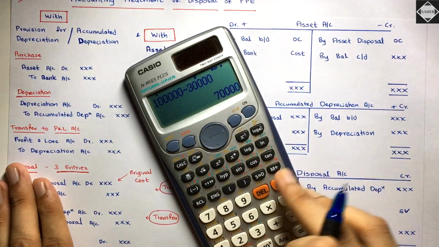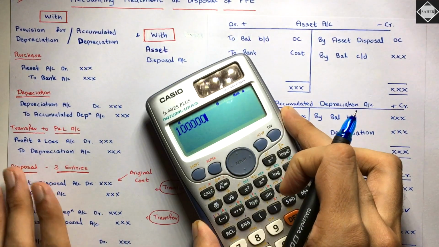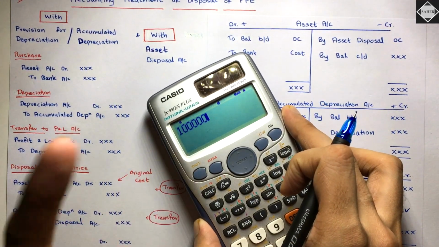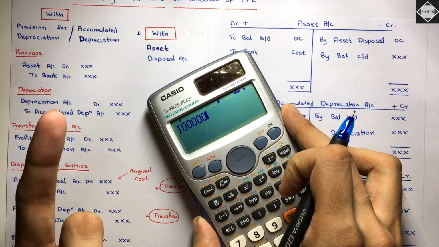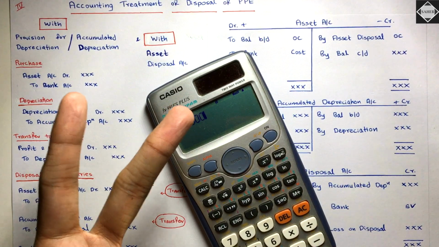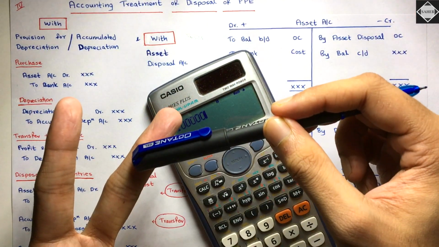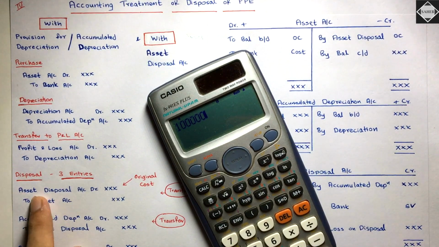Okay, the original cost of the asset was 1 lakh, let's just say, for example. Now what you have to do is reduce 1 lakh from the asset account and take this into the asset disposal account. So how will you do this in accounting? You have to credit the asset and debit the asset disposal.